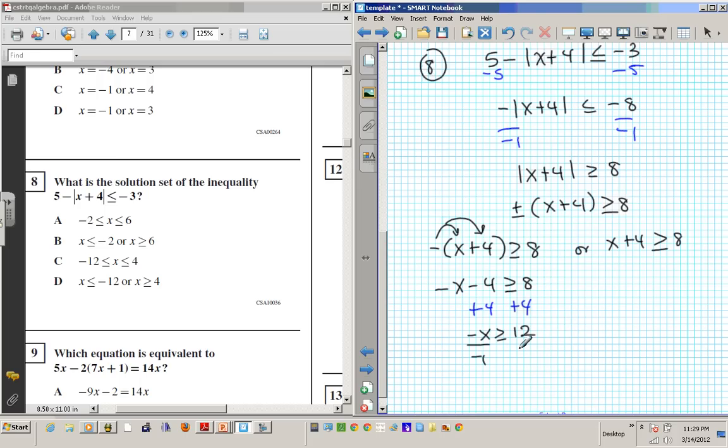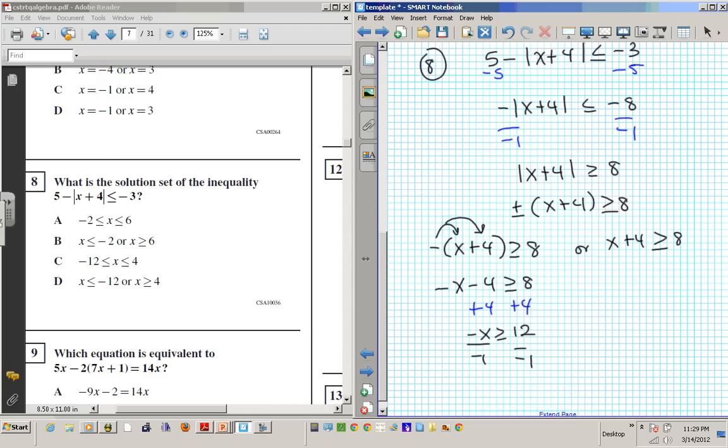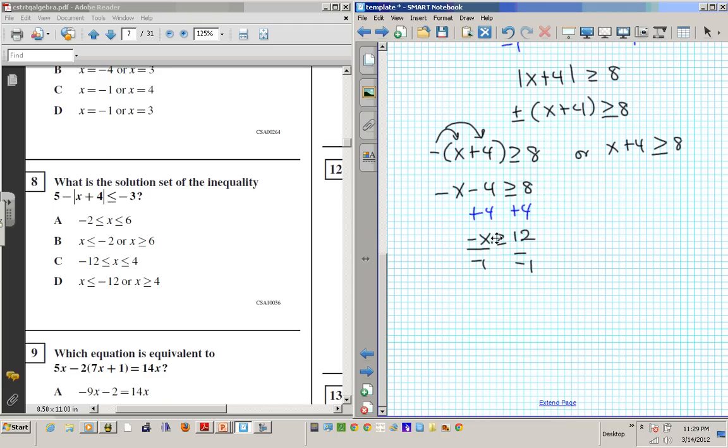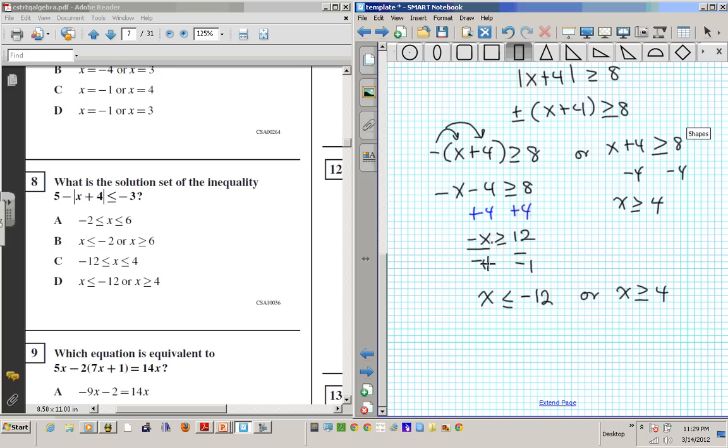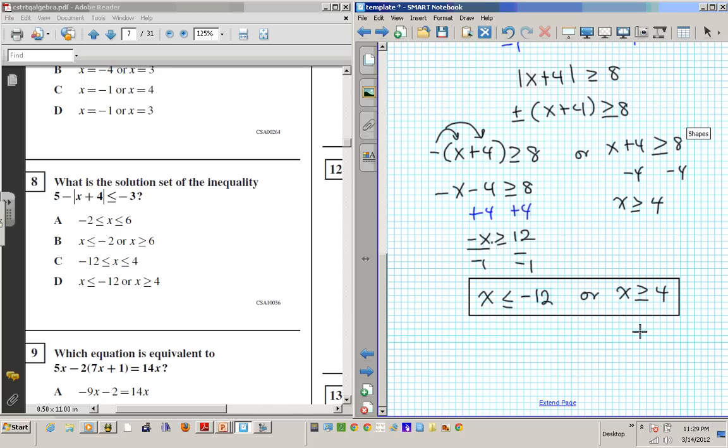Divide by negative 1. Anytime you divide an inequality by negative 1, you must reverse the inequality symbol, okay? So you're going to have x is less than or equal to negative 12. Alright? And then the other one, just subtract 4 from both sides. This one, x is greater than or equal to 4. So either x is less than or equal to negative 12 or x is greater than or equal to 4. And there goes your final answer. There you have it. So the answer is D for number 8.